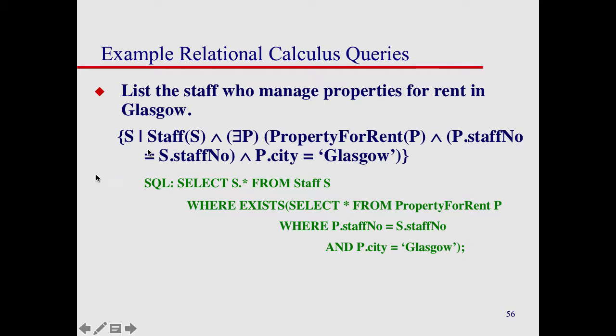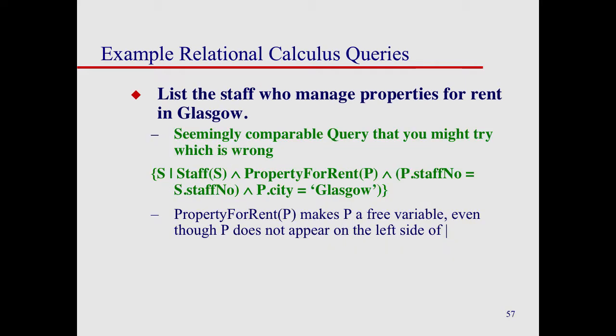Okay, so in this case, we're selecting all staff from staff S where there exists, and we're selecting from property for rent any property that is managed by that staff member that is in the city of Glasgow. That's a literal translation of this calculus to the SQL. Translates pretty directly. And guess what? You're also asked to do this on the homework assignment for number 3. Translate relational calculus queries to SQL queries.